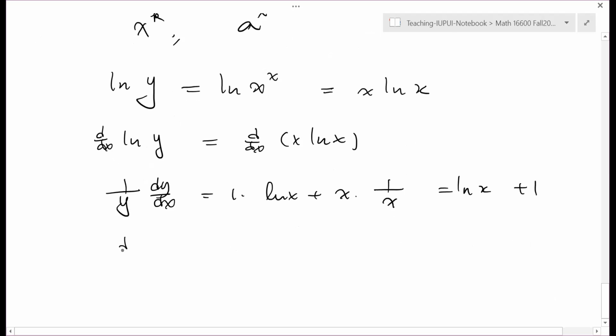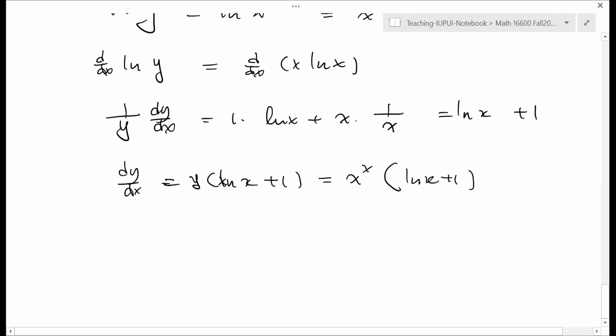It's the same idea. Times y, so x natural log x plus 1. And what is y? Y is x to the power x. All right, great. So we solved the problem.